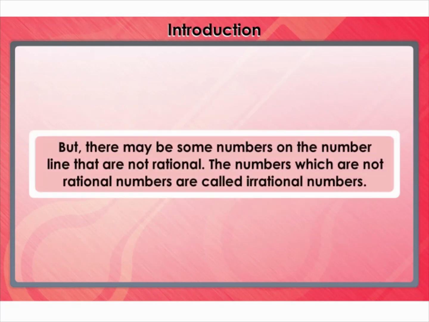But there may be some numbers in the number line that are not rational. The numbers which are not rational numbers are called irrational numbers. In this chapter, we are going to discuss about these numbers.